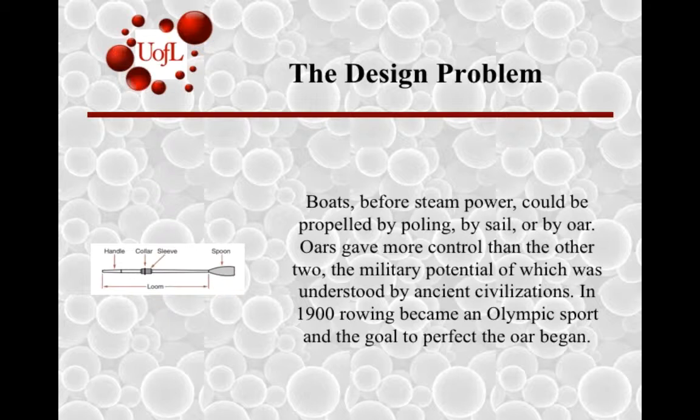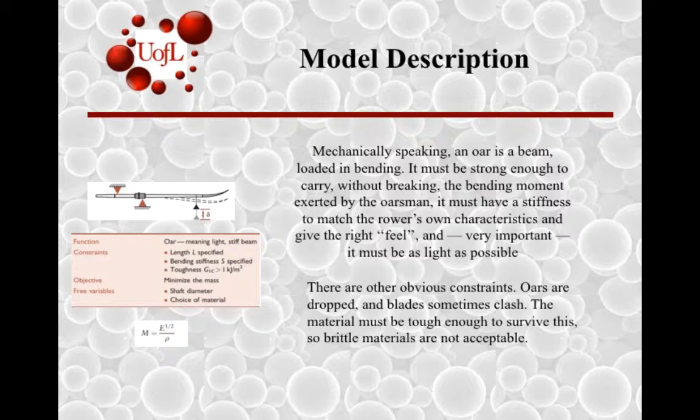And in 1900, rowing became an Olympic sport. So the quest to perfect the oar really began. So mechanically speaking, an oar is just a beam that's loaded and bending. It has to be strong enough to carry the moment exerted by the oarsman without breaking. And it must have a stiffness to match the rower's own characteristics and give them the right feel. And very important, it must be as light as possible.